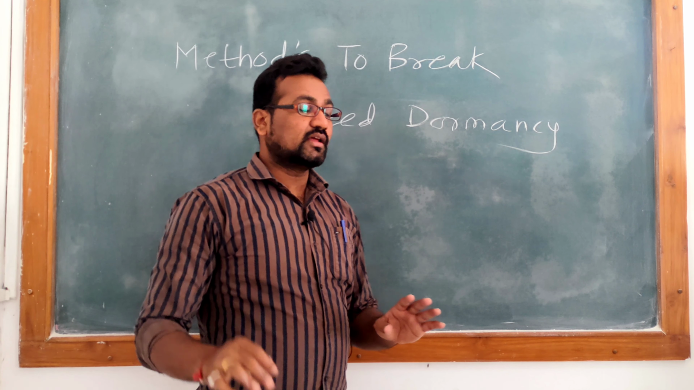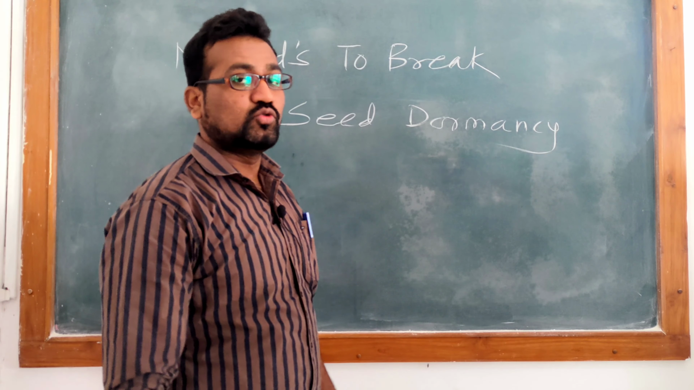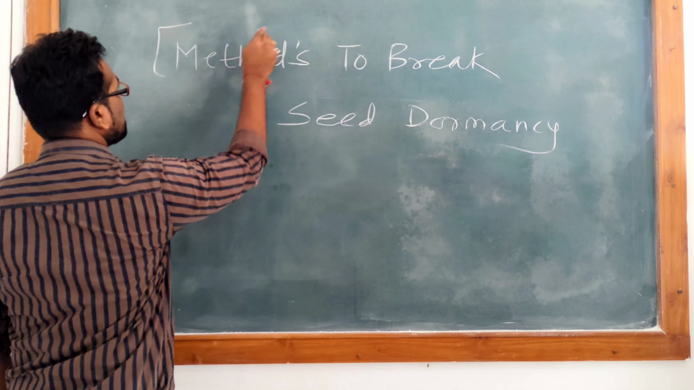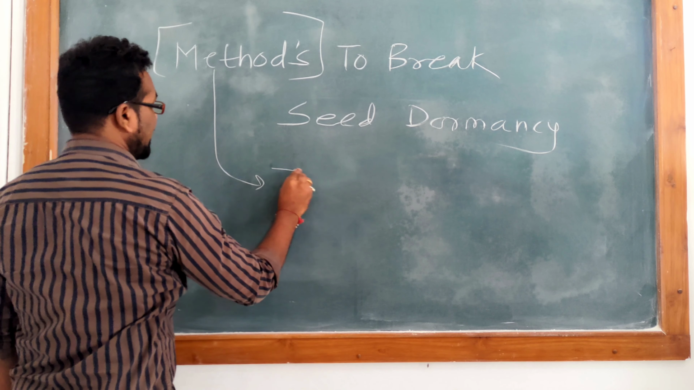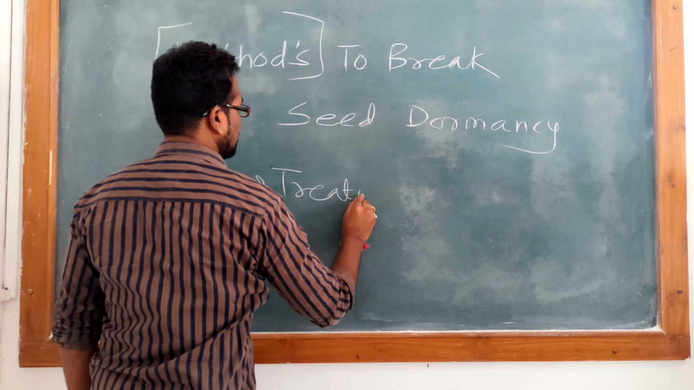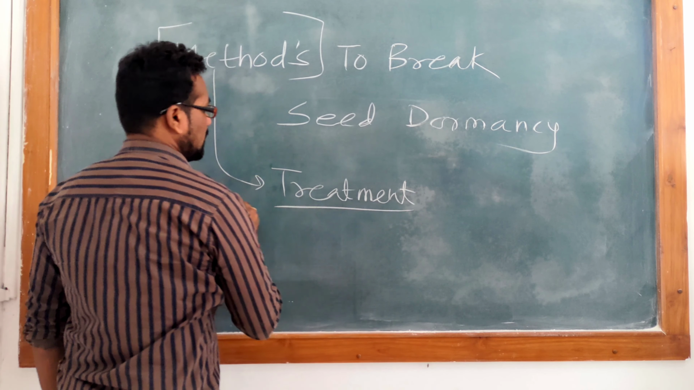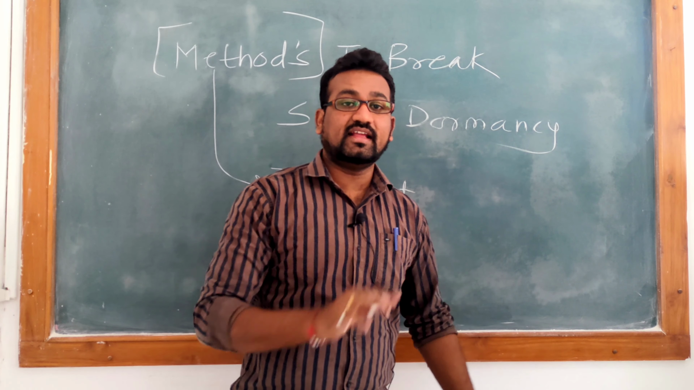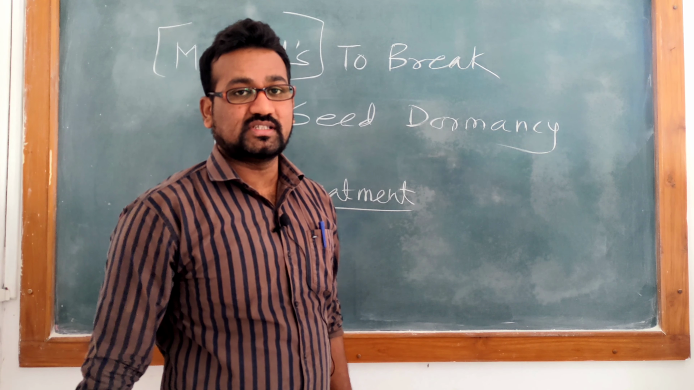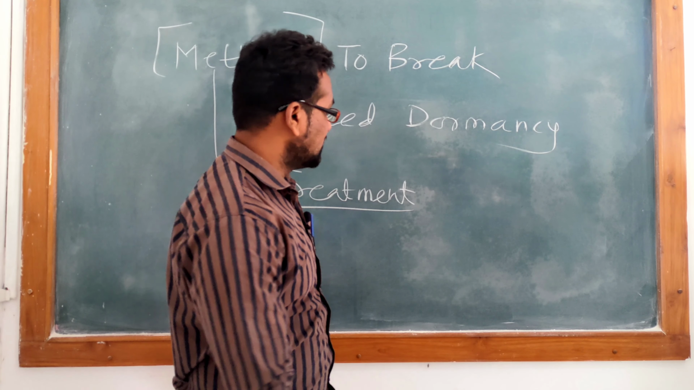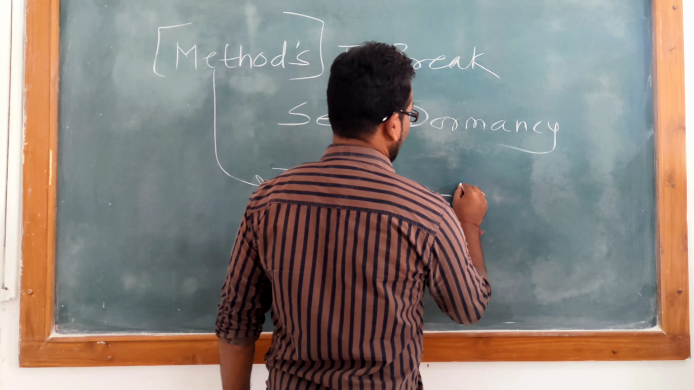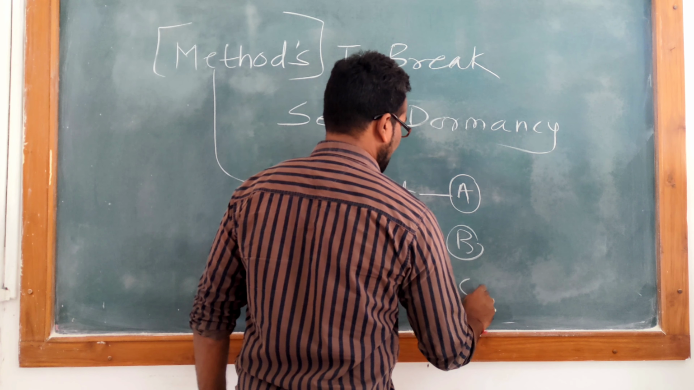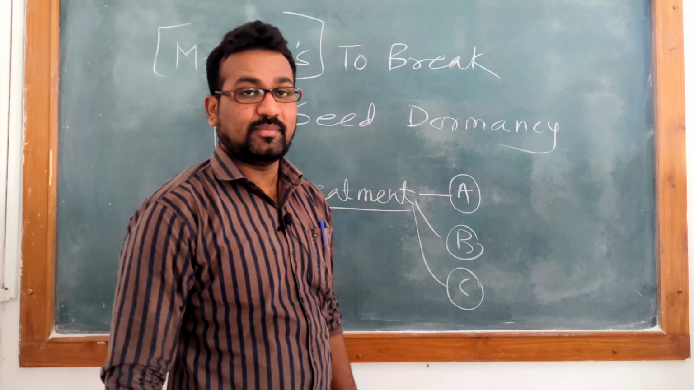The point I have written on the board is the methods to break this seed dormancy. Mainly the methods include treatments where we are physically treating the seed so that it loses its dormancy, and only then can it undergo germination. There are three major methods. I am just making a list. Which are these three methods?